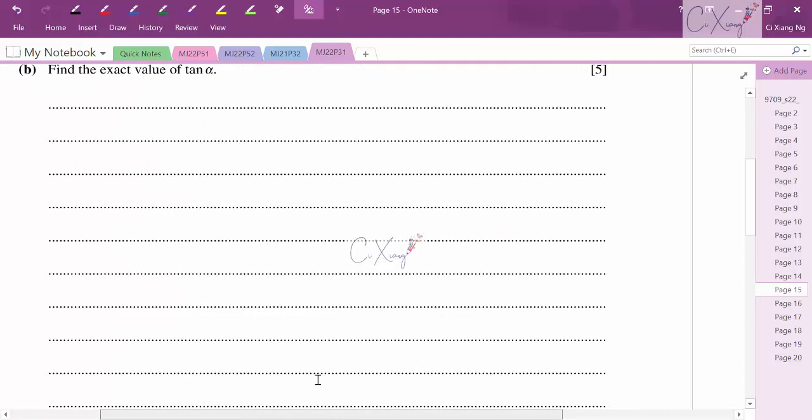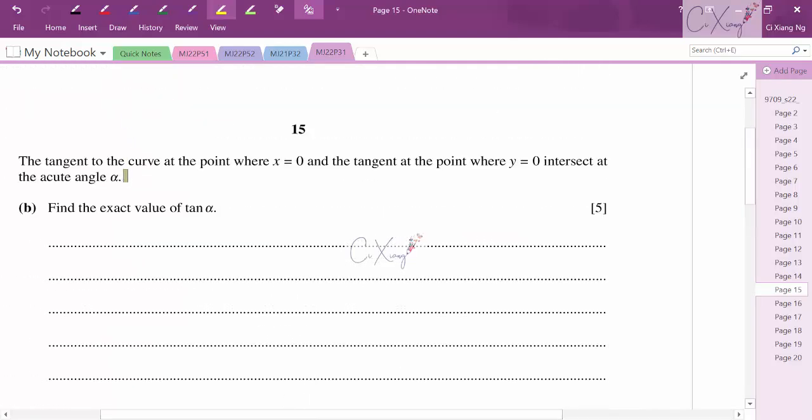Okay, so for part B, they are saying that the tangent to the curve at the point where x equals 0 and also the tangent at the point where y equals 0 intersect at the acute angle alpha. And they want us to find the exact value for tangent alpha. Please take note that when we are talking about the tangent to the curve, it means dy/dx.